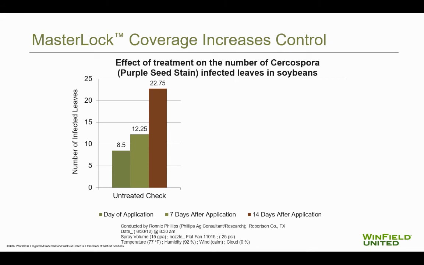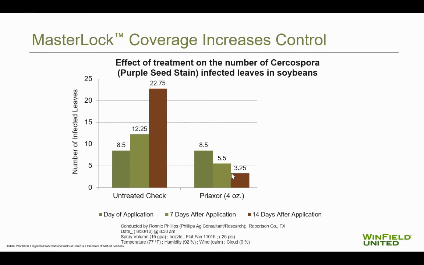And now here's some data that shows Master Lock being applied with fungicides looking at disease control. So here we have Cercospora, pretty common disease in soybeans. We have an untreated check and looking at it day of application, 7 days after application, and then 14 days after application. And so the untreated check, we see Cercospora pressure on the rise. When we add a fungicide like Priaxor, we see at the day of application the same level of disease pressure. But when we come back 7 days later and 14 days later after application, we've seen a decrease in Cercospora due to that fungicide application.